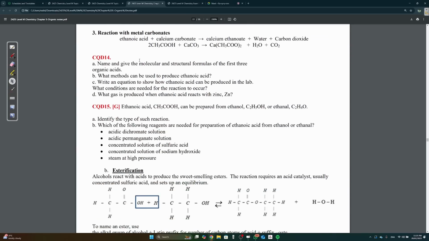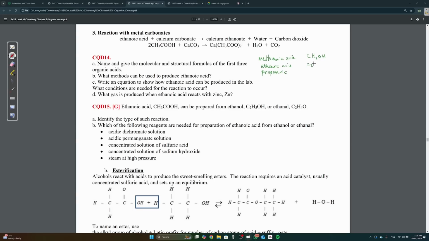CQD14. Name and give the molecular and structural formula for the first 3 organic acids. What are they? The first one is obviously meth, so methanoic acid. The second one is ethanoic acid. Then we have propanoic acid, right? Because 3 is prop. What are the structural formulas? Methanoic acid is CH2OH. Yeah.